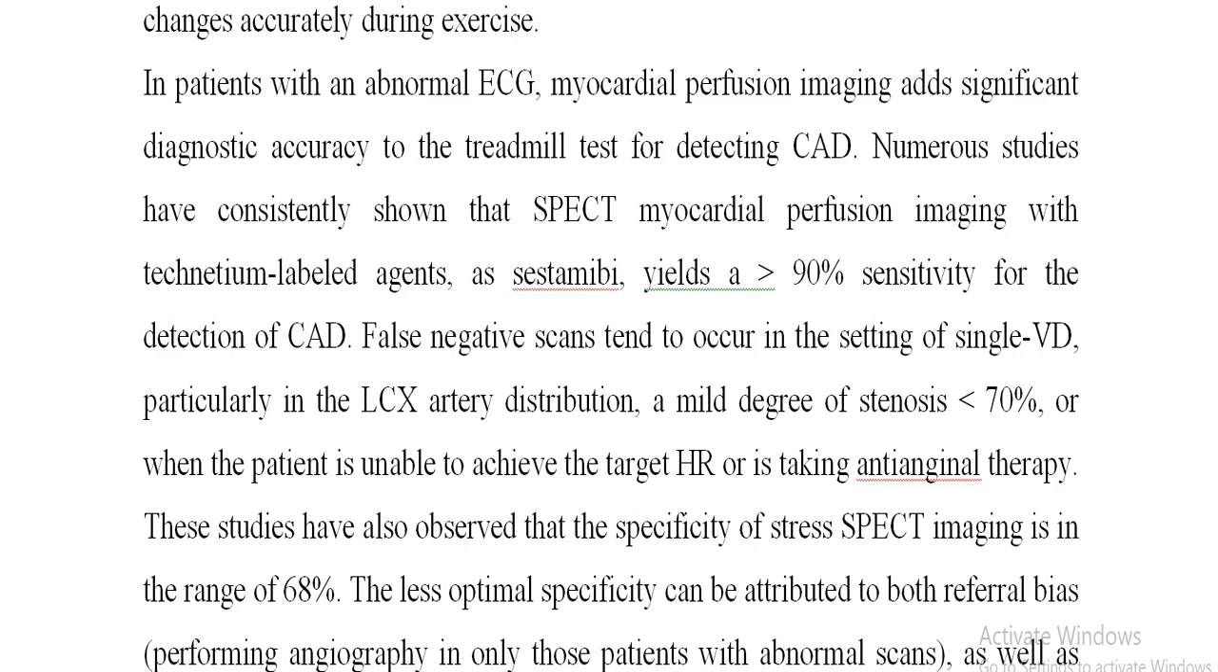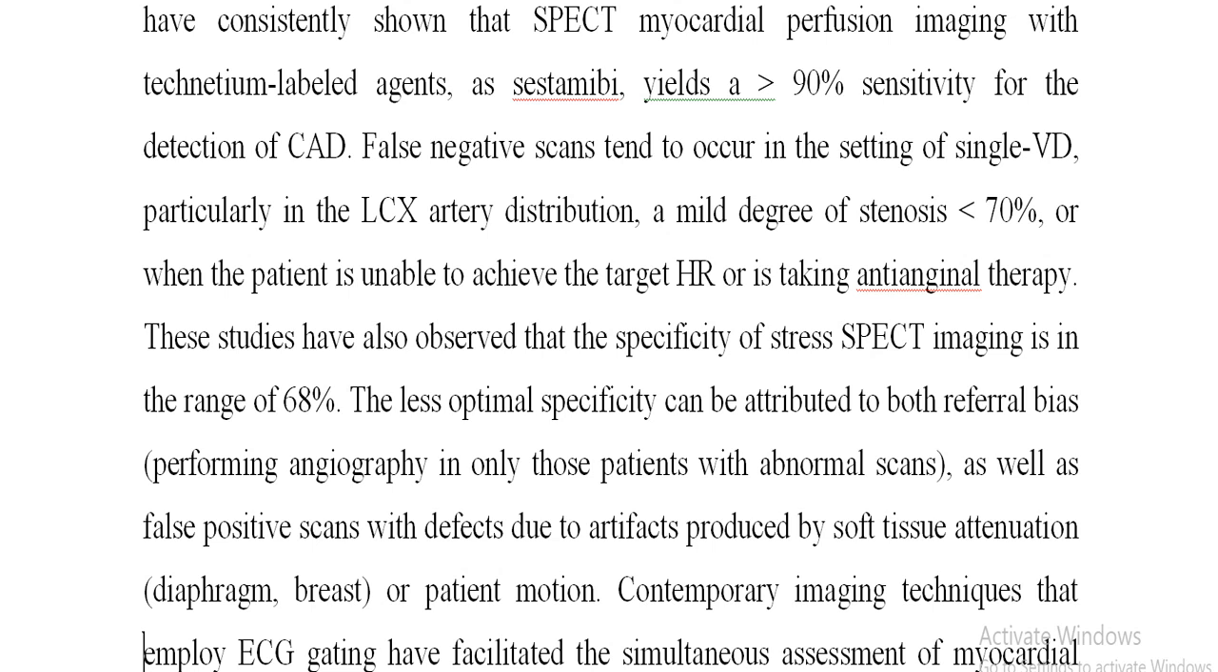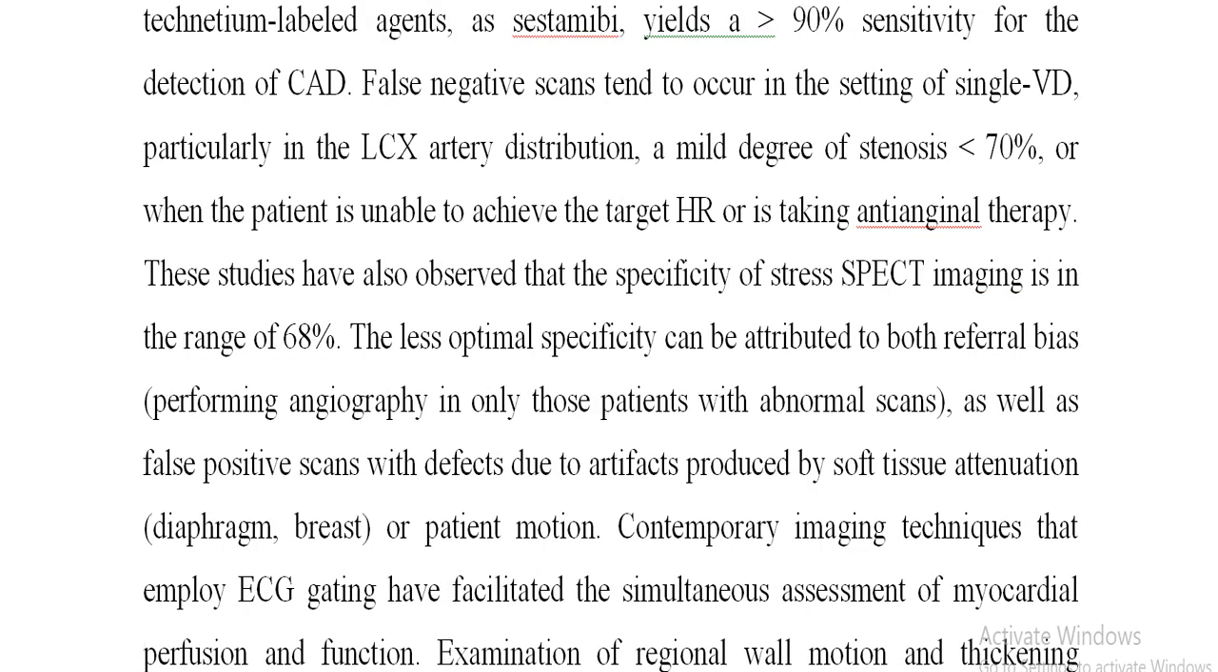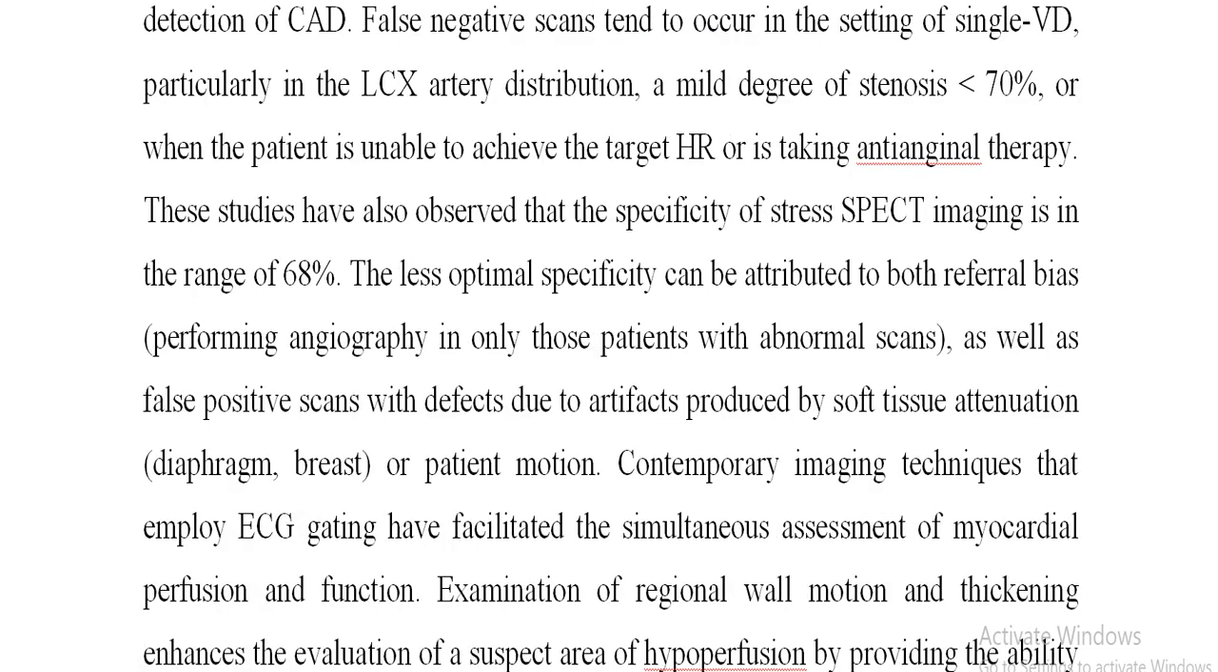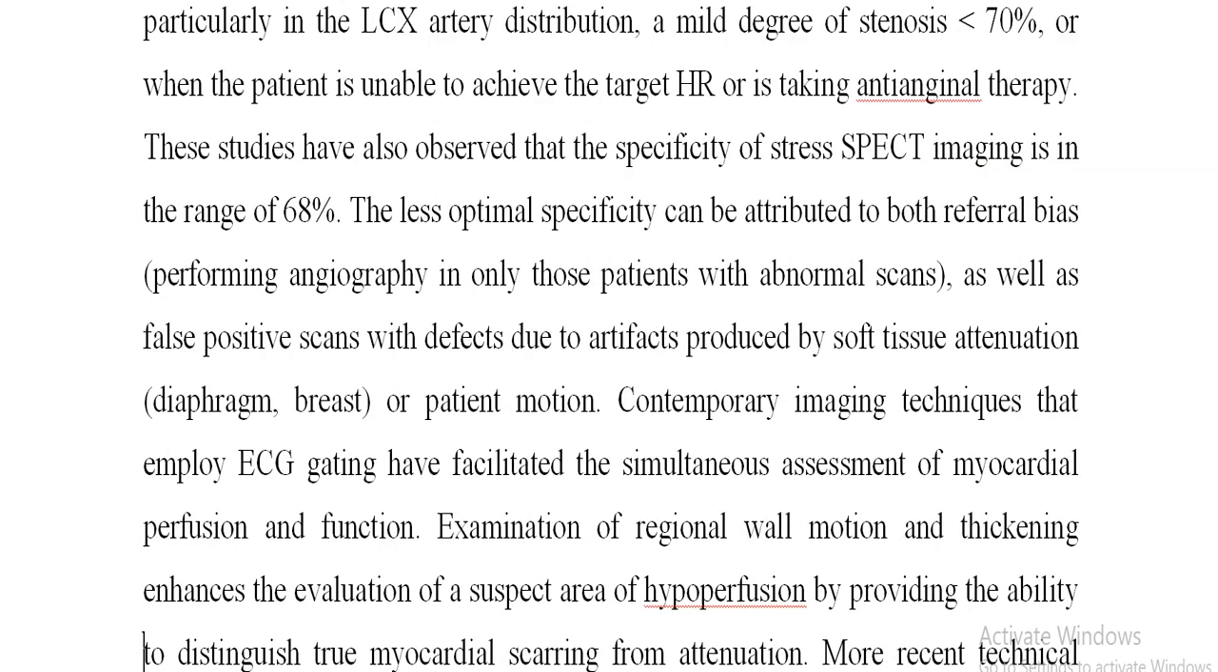These studies have also observed that the specificity of stress SPECT imaging is in the range of 68%. The less optimal specificity can be attributed to both referral bias, performing angiography in only those patients with abnormal scans, as well as false positive scans with defects due to artifacts produced by soft tissue attenuation, diaphragm, breast, or patient motion. Contemporary imaging techniques that employ ECG gating have facilitated the simultaneous assessment of myocardial perfusion and function.